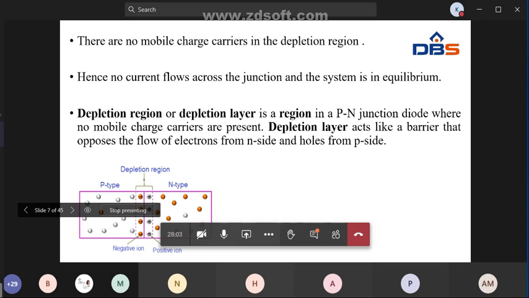So it is a negative ion. The N type contains the positive ions and the P type contains the negative ions. Here, if you see, the P type contains holes as the majority carriers, electrons as the minority carriers, and it contains the negative ions, but the N type contains positive ions. So the region containing the uncompensated acceptor and donor ions is called the depletion region. Clear?